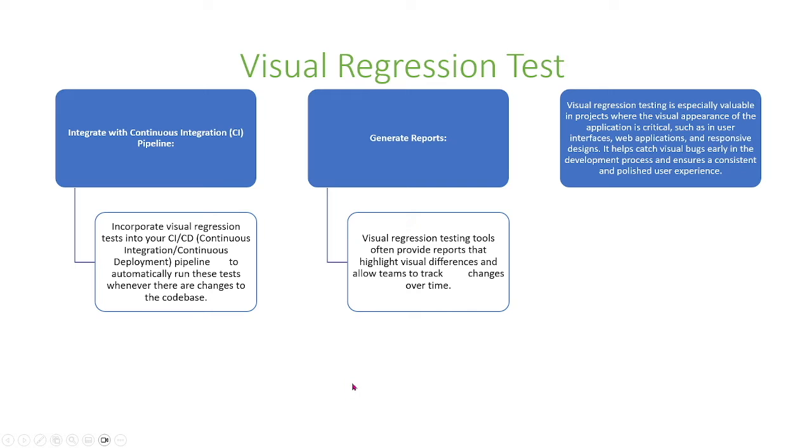Here is a summarized visual regression test. Incorporate visual regression tests into your CI/CD pipeline to automatically run this test whenever there are changes to the code base. Visual regression testing tools often provide reports that highlight visual differences and allow teams to track changes over time.